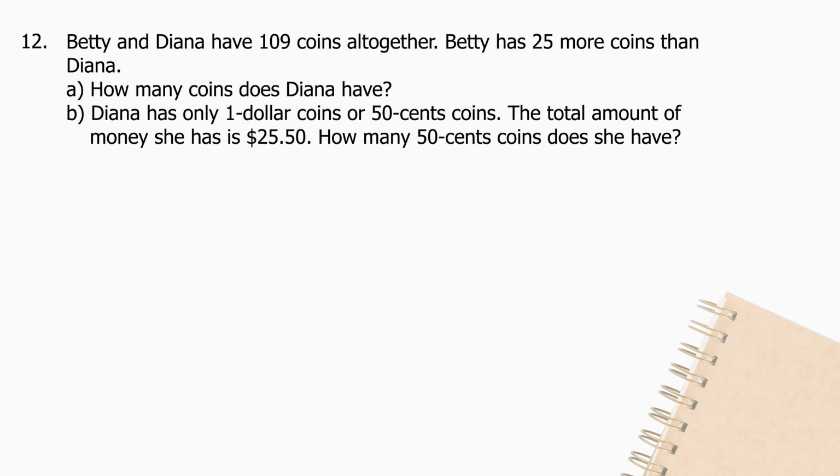Question 12. Betty and Diana have 109 coins altogether. Betty has 25 more coins than Diana. A. How many coins does Diana have? B. Diana has only $1 coins or 50-cent coins. The total amount of money she has is $25.50. How many 50-cent coins does she have?